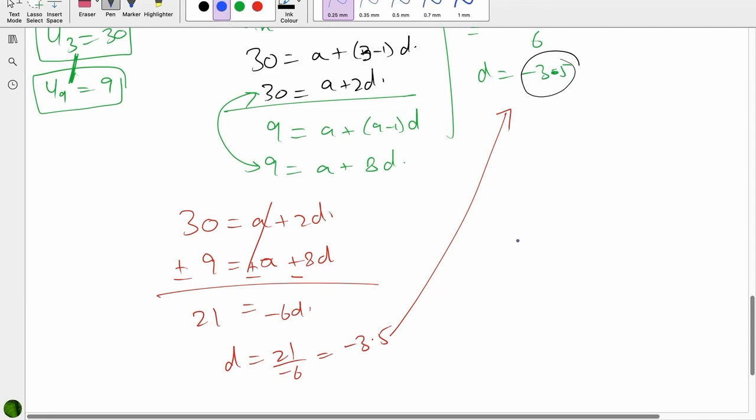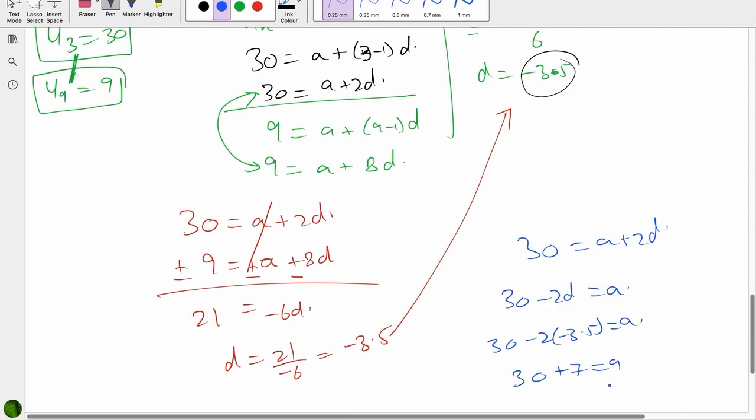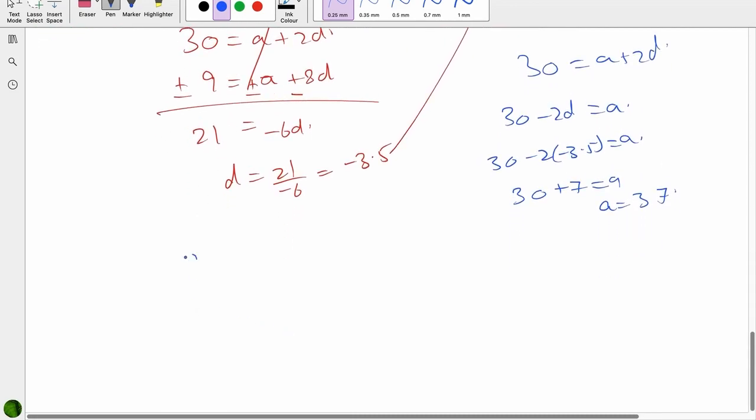Now for a, 30 is equal to a plus 2d. So 30 minus 2d is equal to a. 30 minus 2 into minus 3.5 is equal to a. 30 plus 7 equals a, and a is equal to 37. Now I can write the formula, a plus (n minus 1) into d, and I'm going to fill in the values where a is 37. This is the general term, and the common difference is minus 3.5.